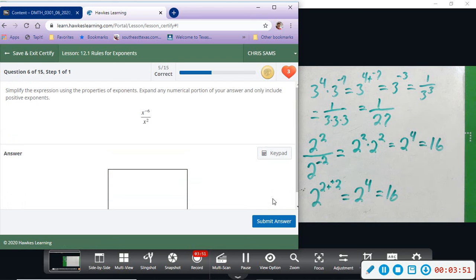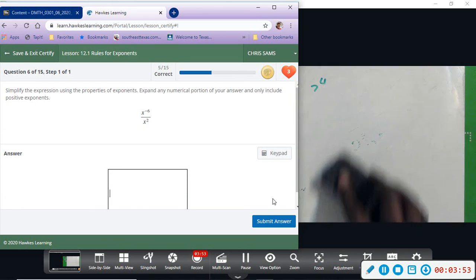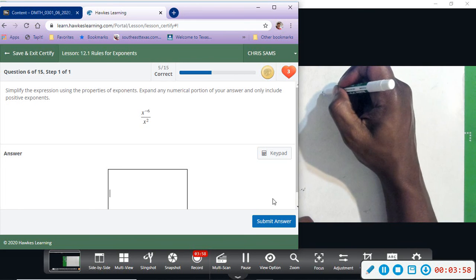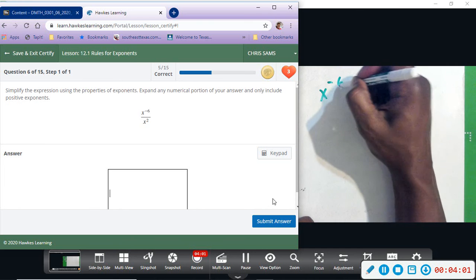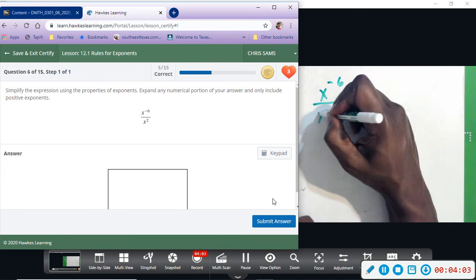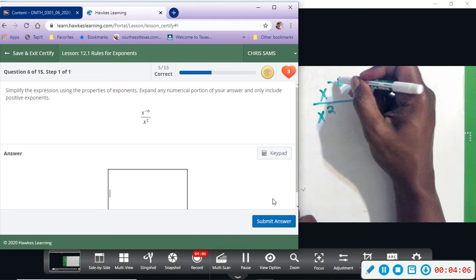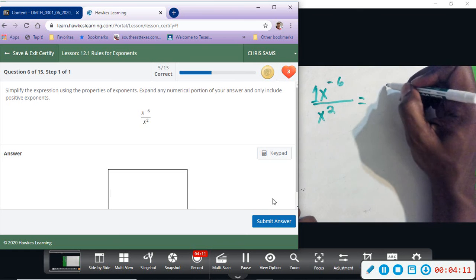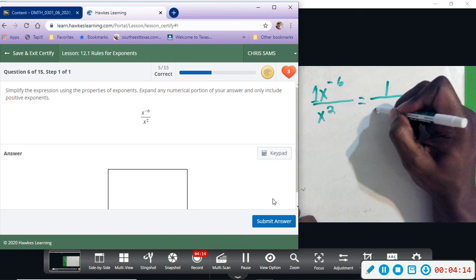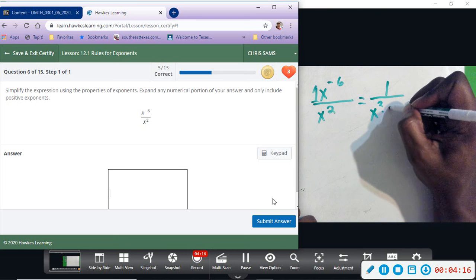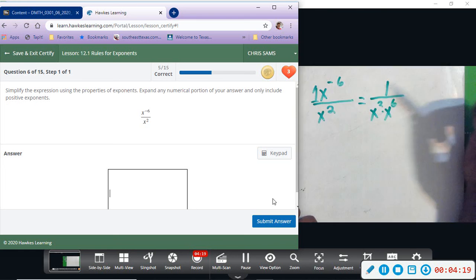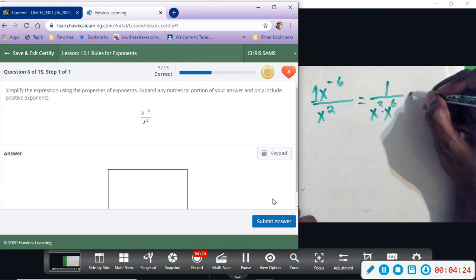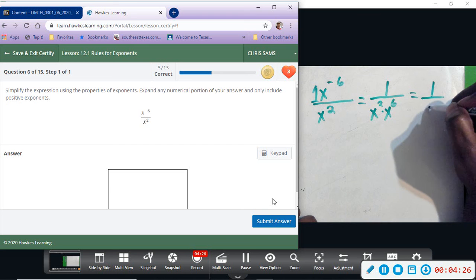Alright, so this one, again, I like to make my exponents positive first. So I'm going to say x to the negative 6th power over x to the 2nd. Alright, I'm going to move this down, understood to be a 1 coefficient. So when I do that, 1 on top, and then I have x squared times x to the 6th, which is now positive when you move it. And then you add 2 plus 6 because of multiplication, and you get 1 over x to the 8th.